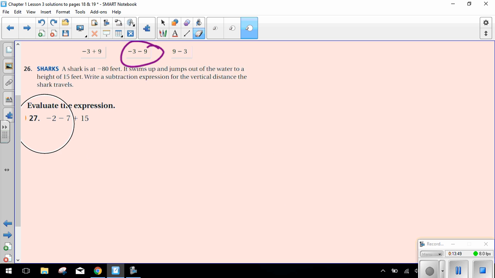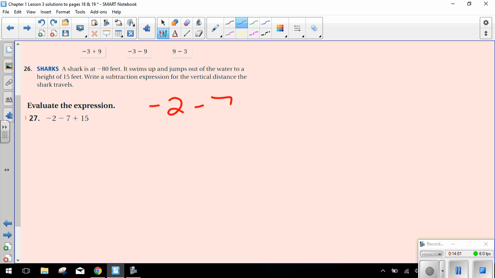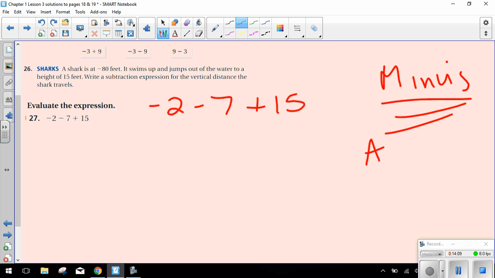And number 27, evaluate the expression. So evaluate means to solve, find the solution. So negative 2 minus 7 plus 15. So remember, the key word we're looking for is minus. Anytime I see minus, I apply the rule of add and then take the opposite of the next number.